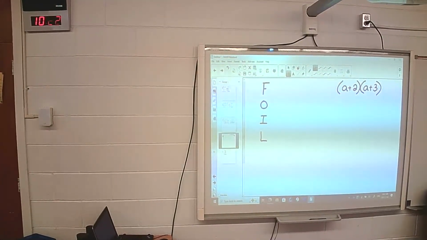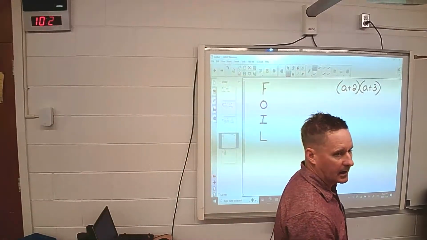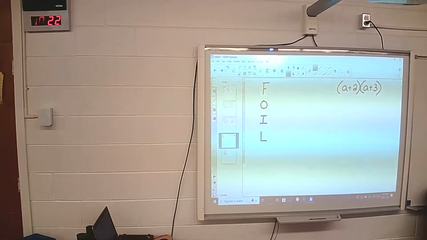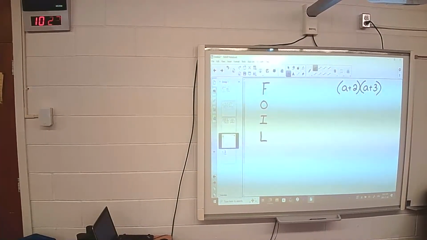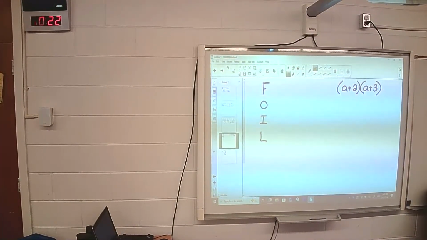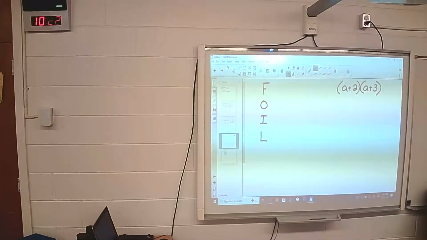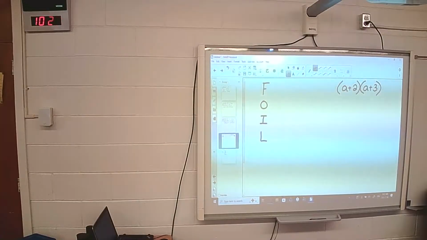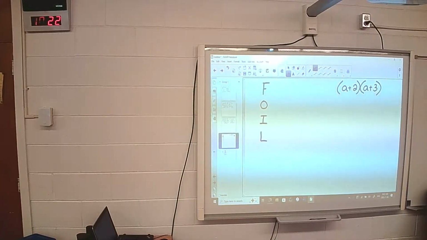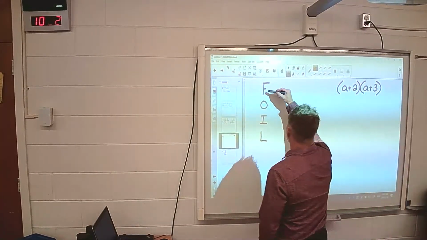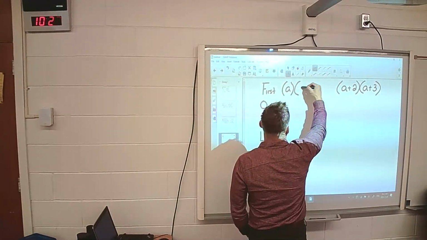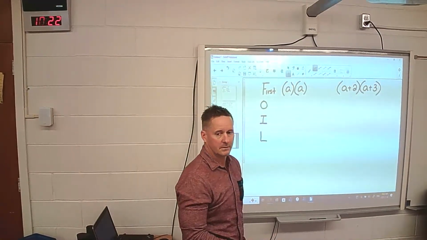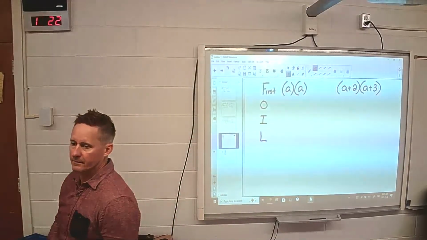All right. FOIL is an acronym. An acronym means you have a word in which each of the letters stands for something. Okay? In this case, the F stands for first in each bracket. So you multiply the first in each bracket. Well, what's the first value in each bracket? A and A. That's the first in each bracket.